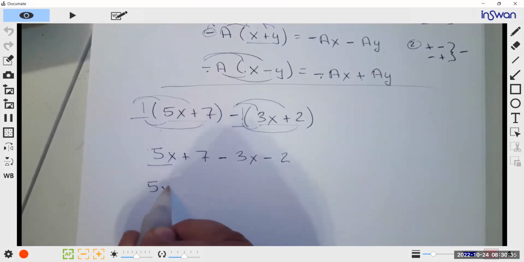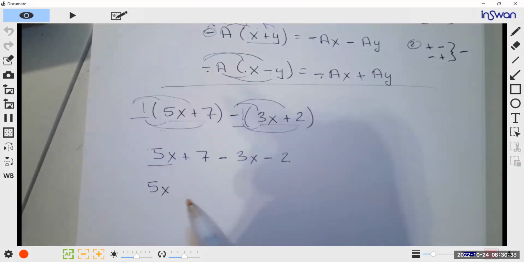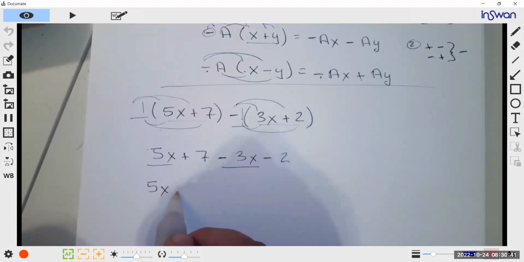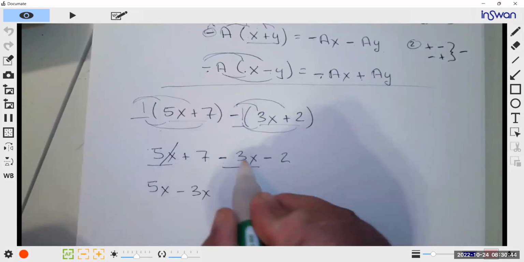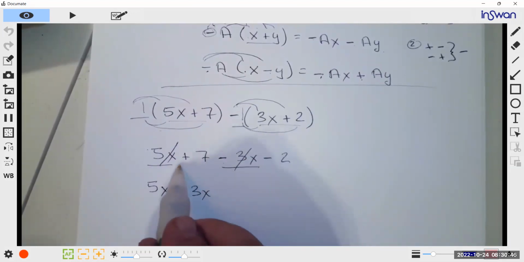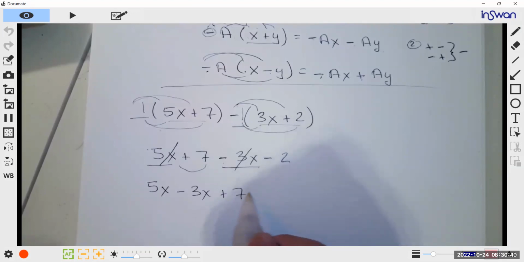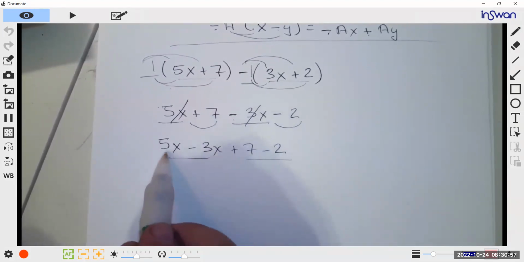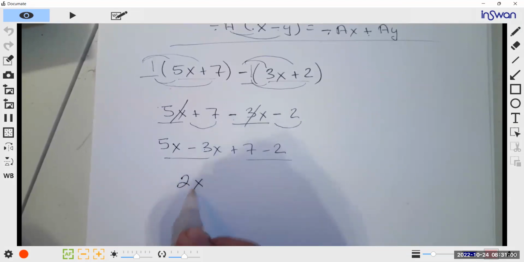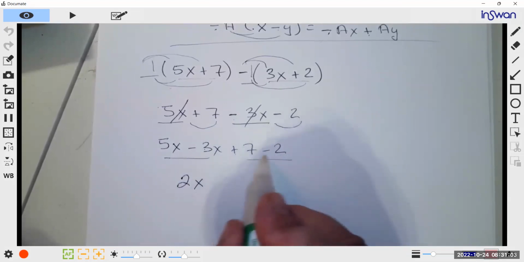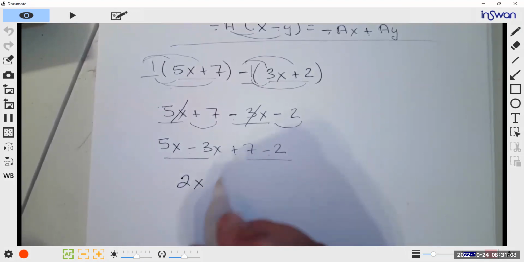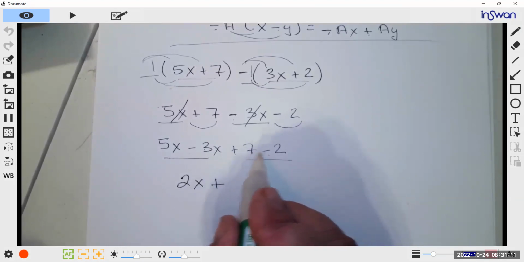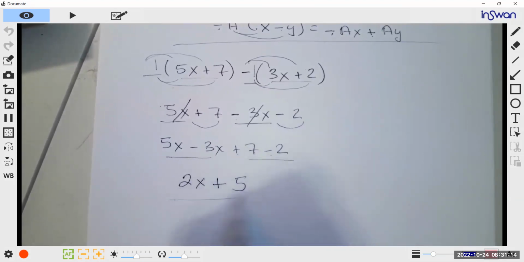The highest exponent is just 1x. Here's another one of those 1x. So I have the negative 3x. So I move those two together. Then I have a positive 7 and a negative 2. Combine like terms. 5 minus 3 is 2 x's. Positive, negative. Remember, if you have different signs, take the sign of the larger, so it's plus, and subtract them. 7 minus 2 is 5. So there's your answer.